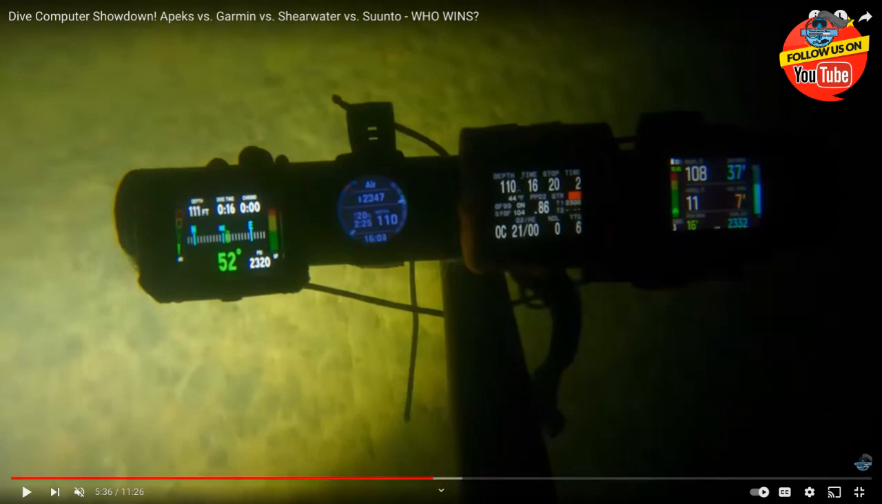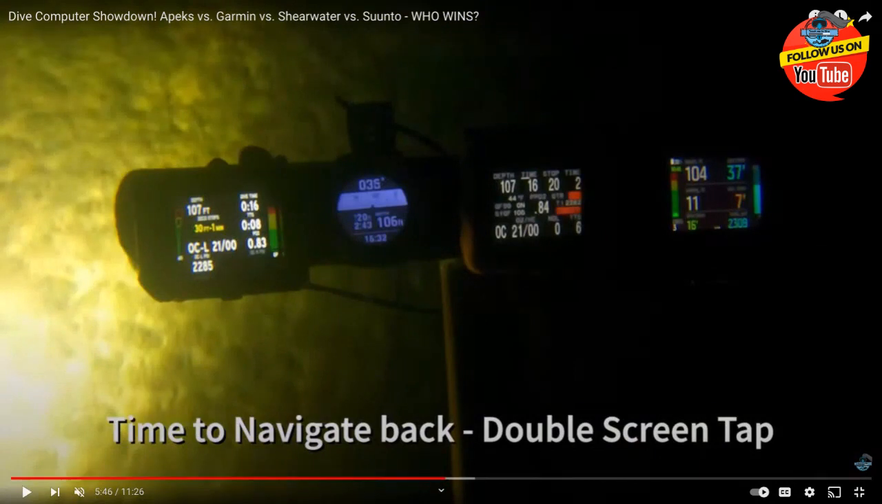We're at 111 feet. We've built up. Let me get that back. There we go. Now the Suunto or the Apex has moved up to 30 feet for 1 minute, but I still have 2,200 pounds of gas. No stress. I've got all the time in the world. If I come up directly to the surface, and interesting enough, my gradient factor surface on the Shearwater is 106%.